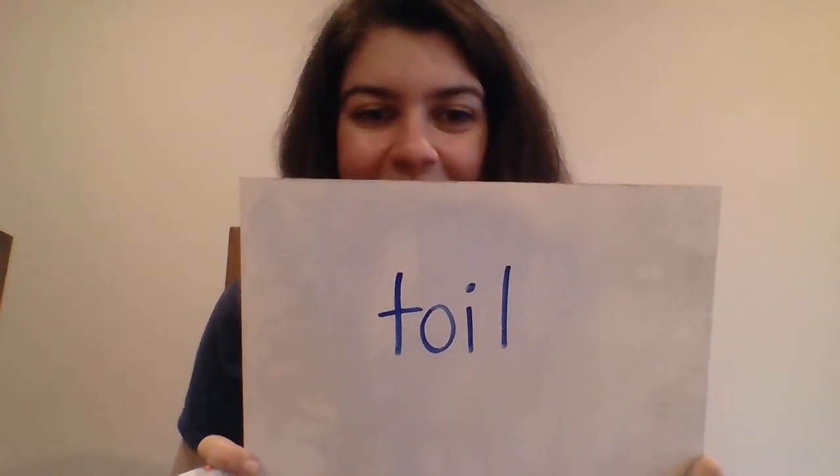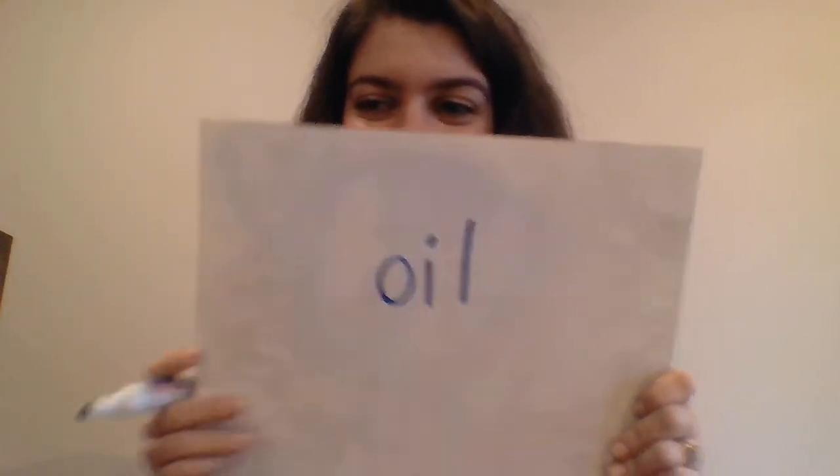Toil. Did you change that F to a T? Nice work. Now your word is toil. Last change, we're going to get rid of one sound to make the word oil. The word? Get rid of your beginning letter. Now your word is oil. Erase, erase.